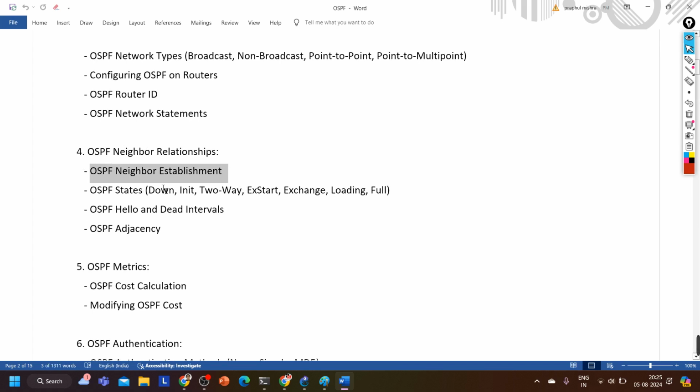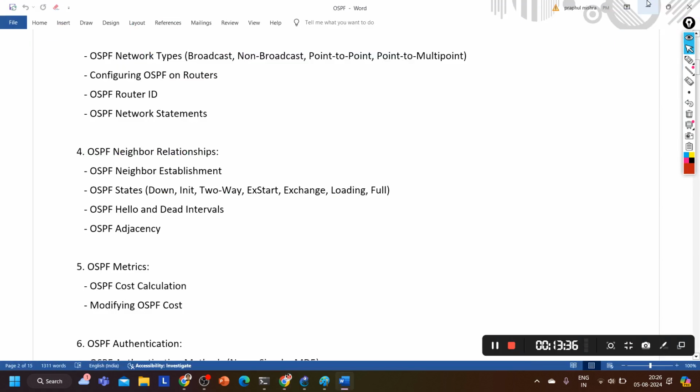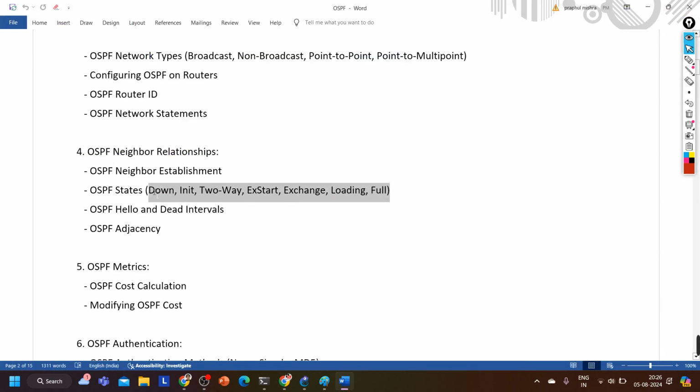OSPF neighbor establishment, OSPF states, like how two routers are going to form neighborship. Whenever two routers form OSPF neighborship, they will go through all these states. In EIGRP, once you enable EIGRP on an interface of a router, it will start sending hello messages from that interface, right? And when a router receives the hello message, it will check some parameters. If the parameters match, both routers will become neighbors. But in case of OSPF, we have multiple states. So we are going to learn all these states, don't worry.